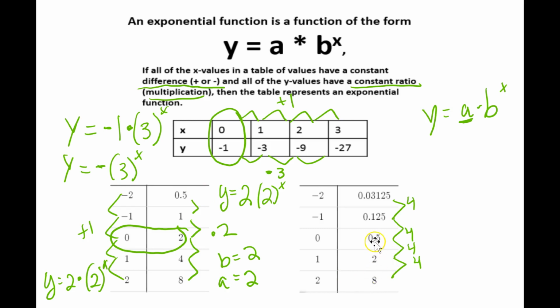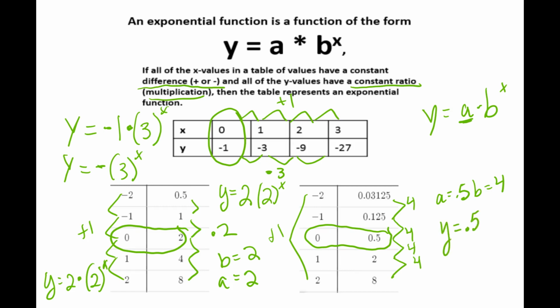I say 8 divided by 2, 2 divided by 0.5, and then these are constantly growing at 1, so my B is 4. I should probably start with my A. My A is 0.5. And so my equation is y is equal to 0.5 times 4 to the x power.